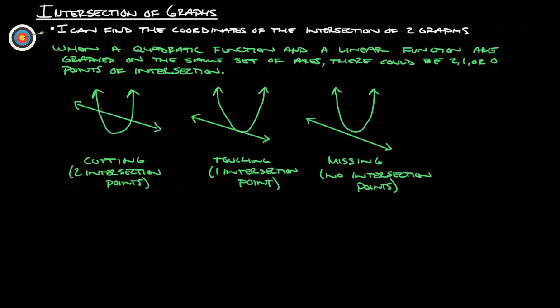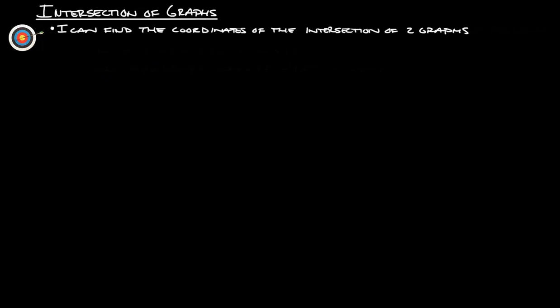So it could be cutting. There's our 2 points of intersection. It could just go through and just touch, call it touching, and that is just 1 point, or it could be missing where there's no common points, okay, no intersections.